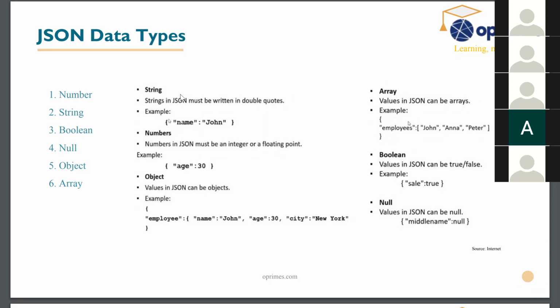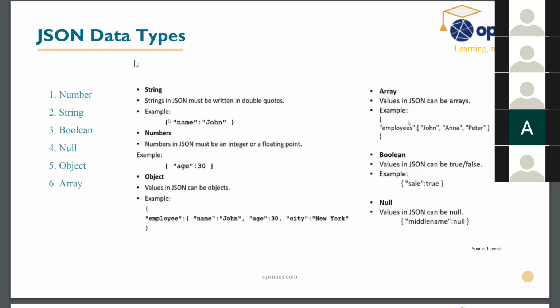In this part, we can see name is acting as a key and John is the value of the key. You got it, right? Name is the key and John is the value of the key. So this is one JSON object.